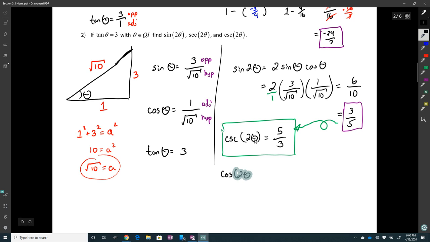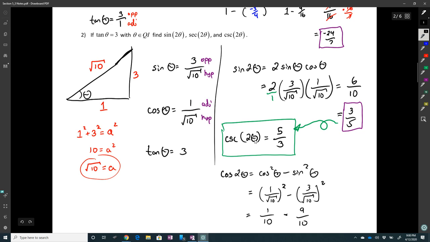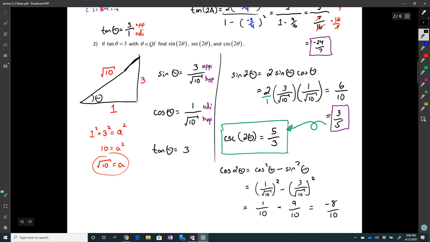So cosine of 2 theta is equal to cosine squared minus sine squared. Cosine squared is 1 over square root of 10 squared. Sine squared, 3 over square root of 10 squared. So that gives me 1/10 minus 9/10. Okay, I do the subtraction. That gives me negative 8/10, which is negative 4/5.